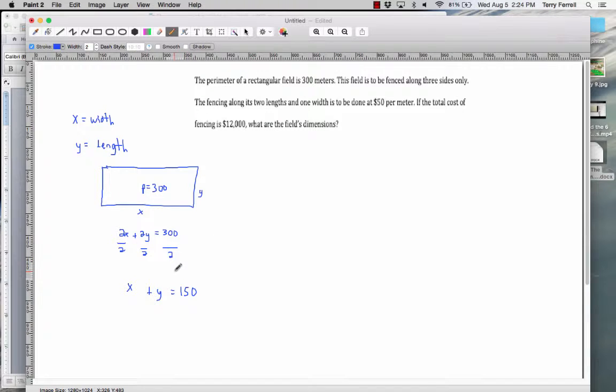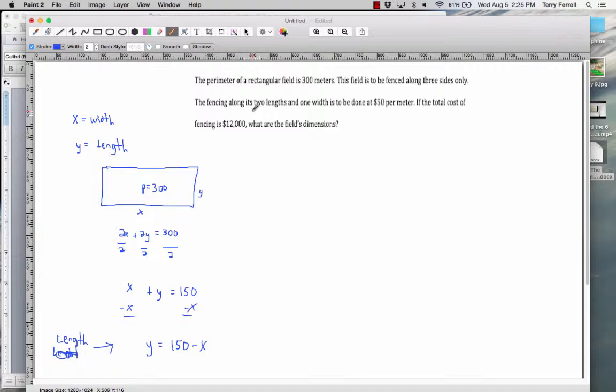So let's take this and solve it for y. I'm going to subtract x on both sides. I'm solving for y. So now you got y equals 150 minus x. Remember, this is an expression that represents length. Very important. All right, so this is an expression for length. So now I got to go back.